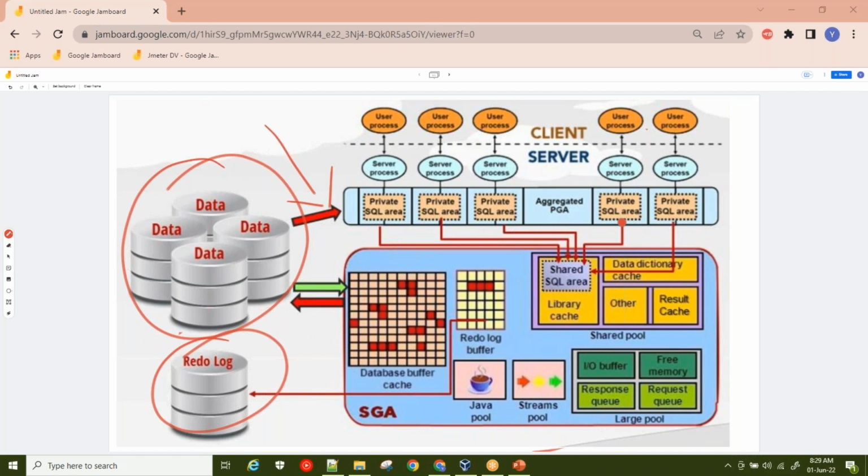And inside this also there is frequent tuning happening on the Oracle side. They are improving the data dictionary cache, they are improving the result cache, so that it becomes better and better. But in general, these are the main components inside the Oracle DB memory management.